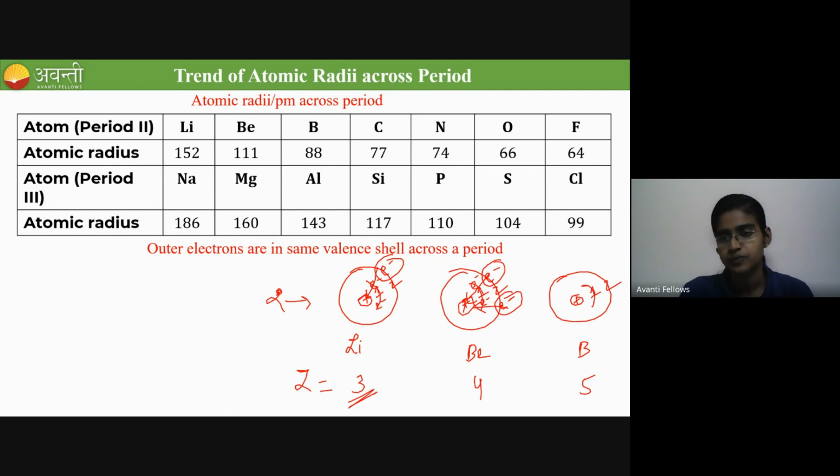the nucleus. And in case of boron, in the same manner, 2 in the first shell and 3 electrons in the outermost shell. So all the 3 valence electrons, or the outermost electrons, are getting attracted. Now, the attraction is more in case of boron. So what happens? Contraction occurs, right?